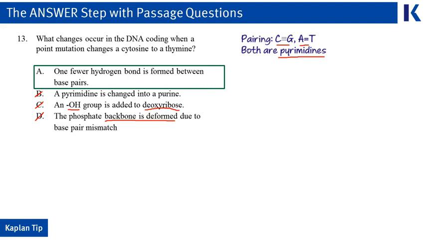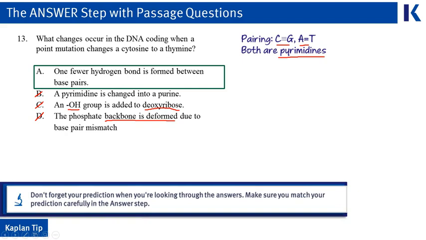Phosphate backbones occasionally do get deformed when DNA is damaged due to, for instance, ultraviolet radiation, but that's a very different subject from point mutation. It comes up more in situations of DNA damage and repair. And that means that we've now gone through the entire journey for all 5 of these questions connected to the passage. As the Kaplan tip at the bottom of your screen says, make sure to not forget your prediction as you move to the answer choices.